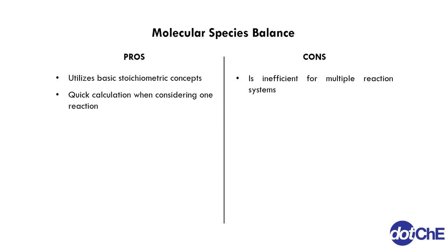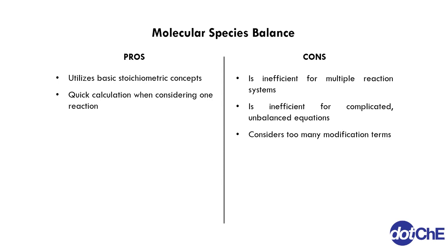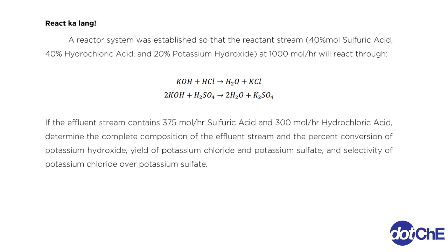However, this proves to be inefficient if we are going to use multiple reactions, and things are not going to be as quick as we thought it would be. It is also inefficient for complicated unbalanced equations, so if you don't know the complete balanced equation, this is going to be a difficult reaction balance to do. And we are considering too many modification terms, thus we are also considering too many equations, and we are going to have a simpler version of this in the next video, so we're not really going to use molecular species balance at all. However, we're going to be using it in this next chemical engineering problem.